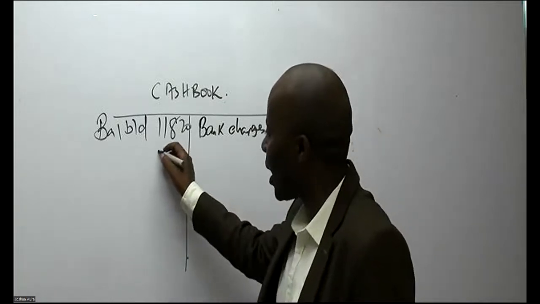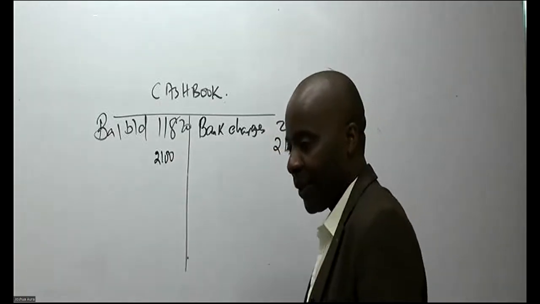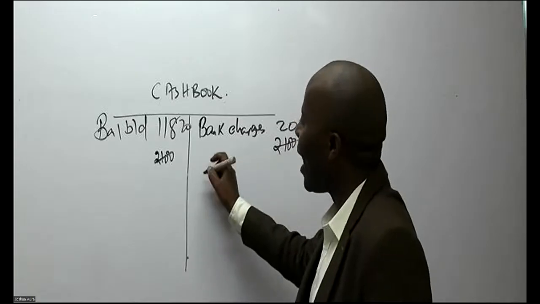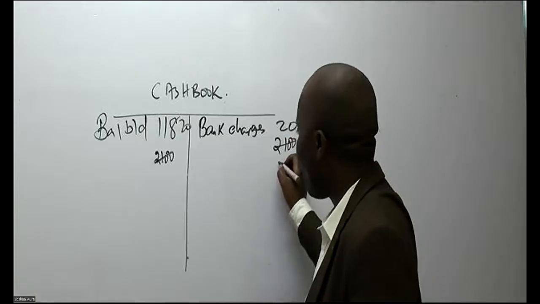To cancel it, I come and debit this account with 2,100. So this and this will disappear. And then I know that there is a good payment of how much here? A good payment of 1,200.